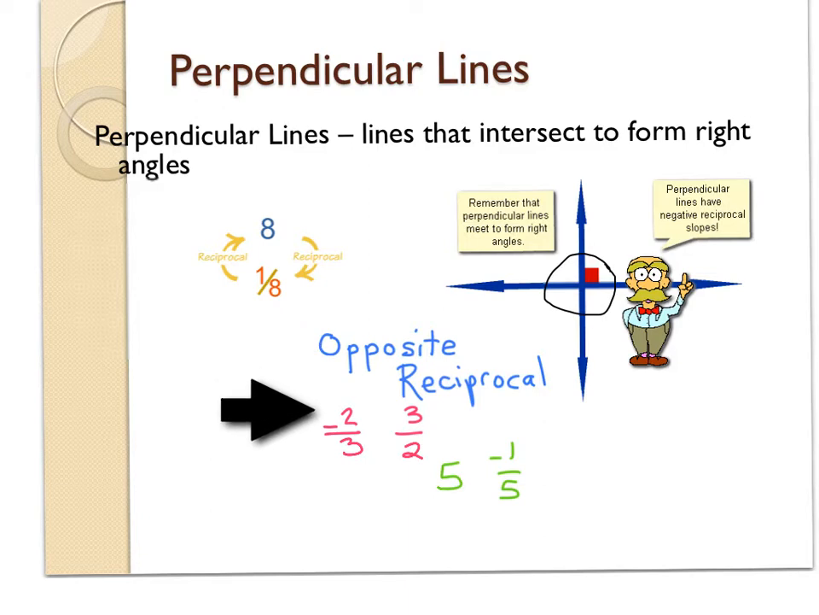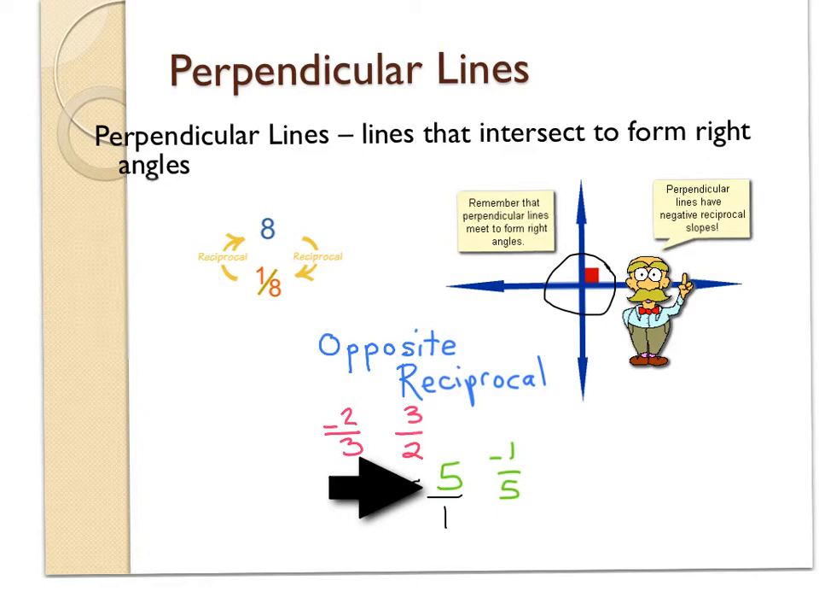So if you look here at the example negative 2 over 3, the opposite reciprocal of negative 2 over 3 is positive 3 over 2. For the example 5, remember every whole number is actually a fraction over 1. The opposite reciprocal of that is negative 1 over 5.